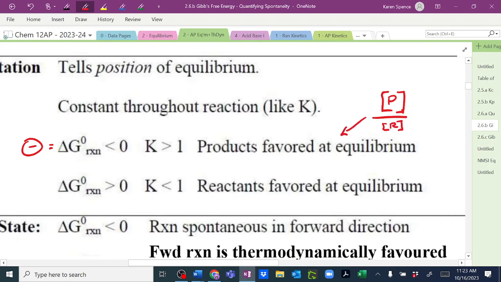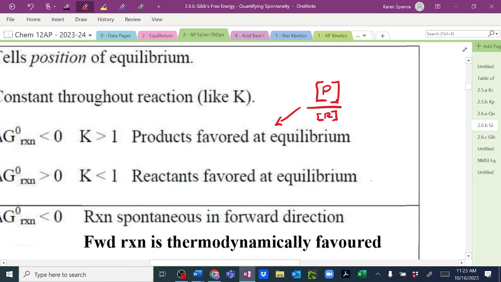Yes? That's just a statement of fact. So if delta G is negative, K is greater than 1, products are favored. If delta G is greater than 0, in other words, if delta G is positive, then the reactants are favored at equilibrium and K is less than 1. Is that good? Okay.